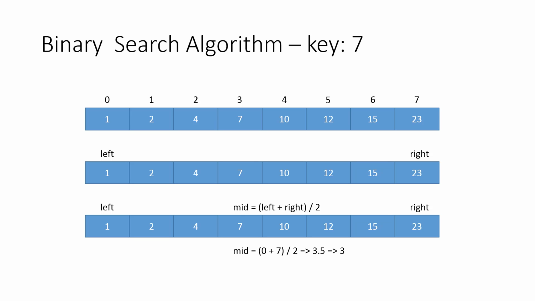So here in this example we can see the midpoint is equal to left plus right by 2. So left value is 0 and right is 7. So we have to sum the indices and not the elements here, and we have to divide it by 2, which leads us to 3.5, and we round it off to 3. So at the index 3, the element 7 lies. So we have found the element we were looking for.